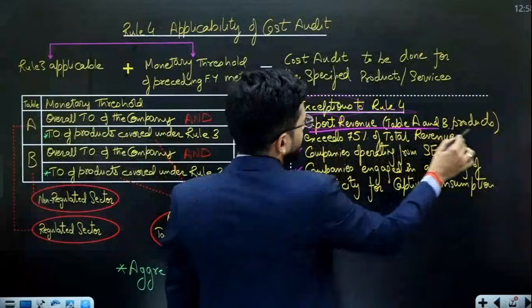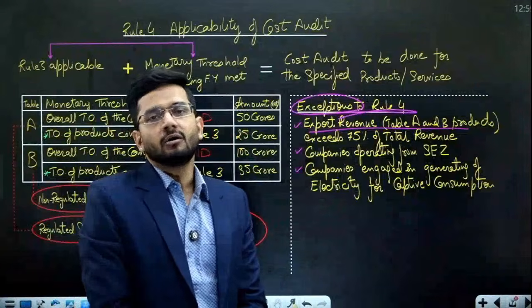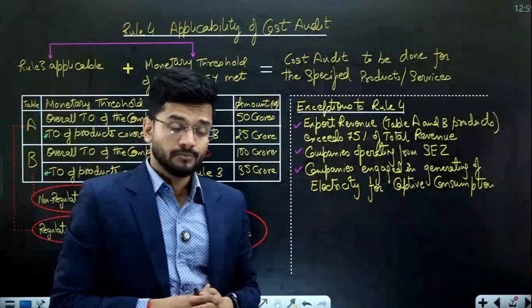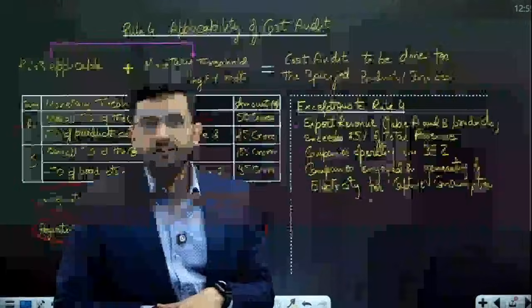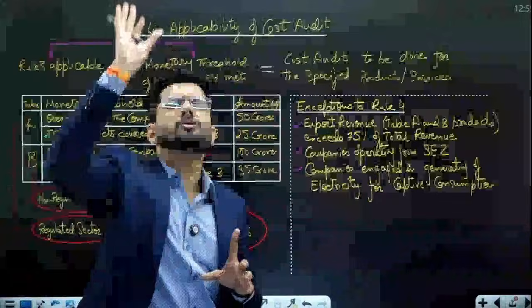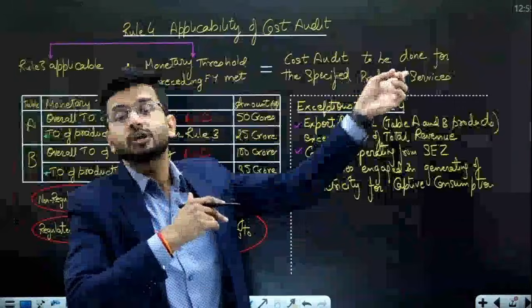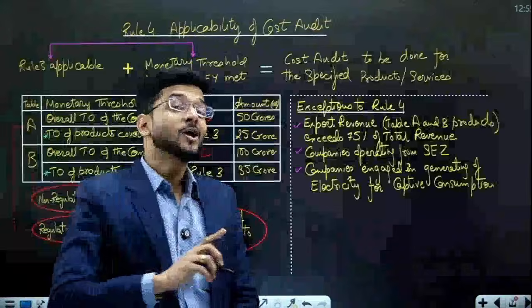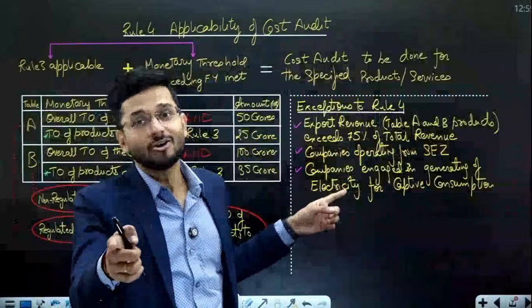Exceptions to rule 4: export revenue should be more than 75% of the total revenue. Guys, Government of India always promotes exports. They always give some benefits to the exporters. Same benefit is given over here. Even if the exporter's turnover is 500 crore, 400 crore, whatever, but if 75% is being exported outside India, cost audit is not applicable. But in this case, cost records is very much applicable. This is an exception to cost audit and not cost records.